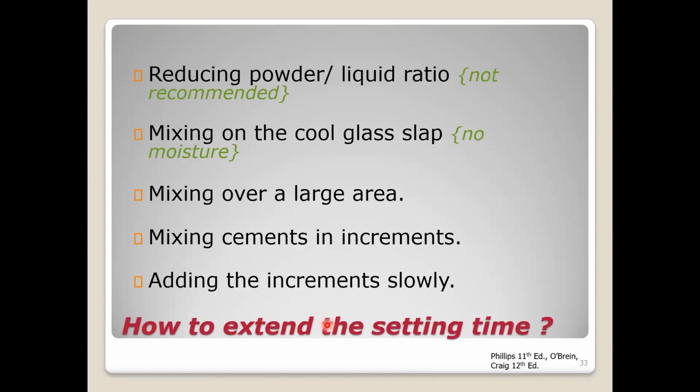So how do you extend the setting time? Whenever the reaction rate slows down, there will be more setting time available. So reducing the powder liquid ratio, but the cement will become weak. Mixing on a cool glass slab, but without moisture, is all right. Mixing over a large surface area, mixing in increments. Again, the heat buildup does not take place and you can incorporate more cement into it. And you will have a higher setting time also. Adding the increments slowly.